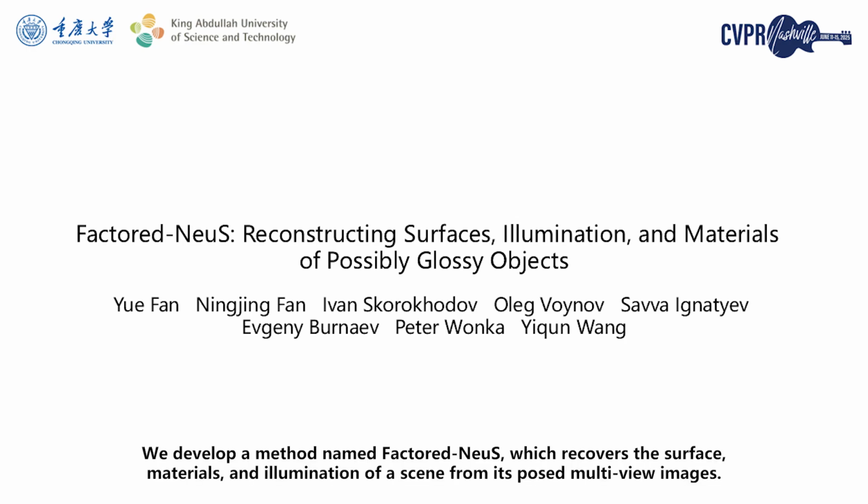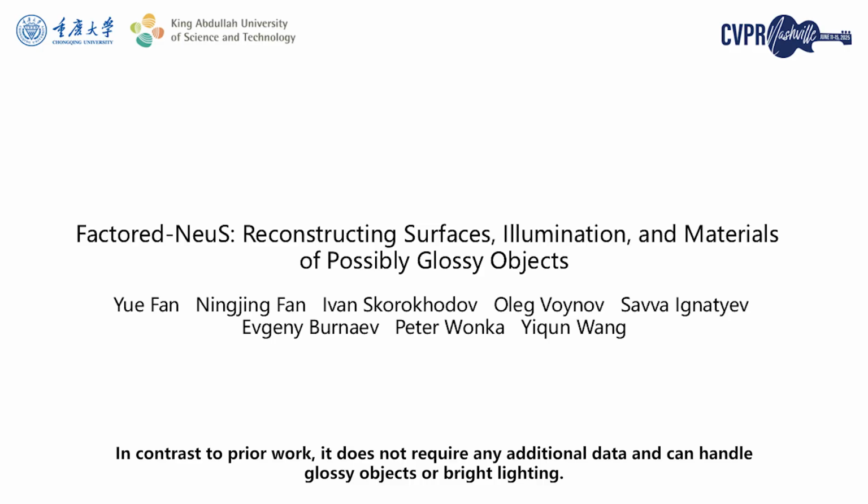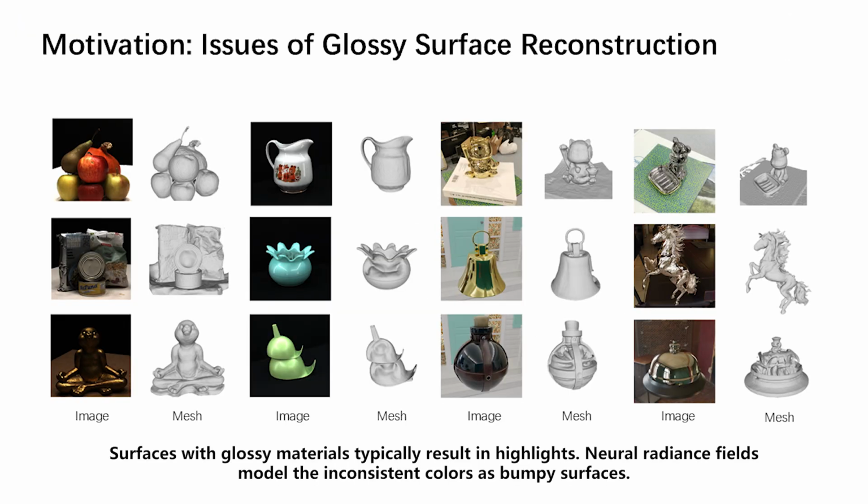We develop a method named Factored-NeuS, which recovers the surface, materials, and illumination of a scene from its posed multi-view images. In contrast to prior work, it does not require any additional data and can handle glossy objects or bright lighting. Surfaces with glossy materials typically result in highlights.